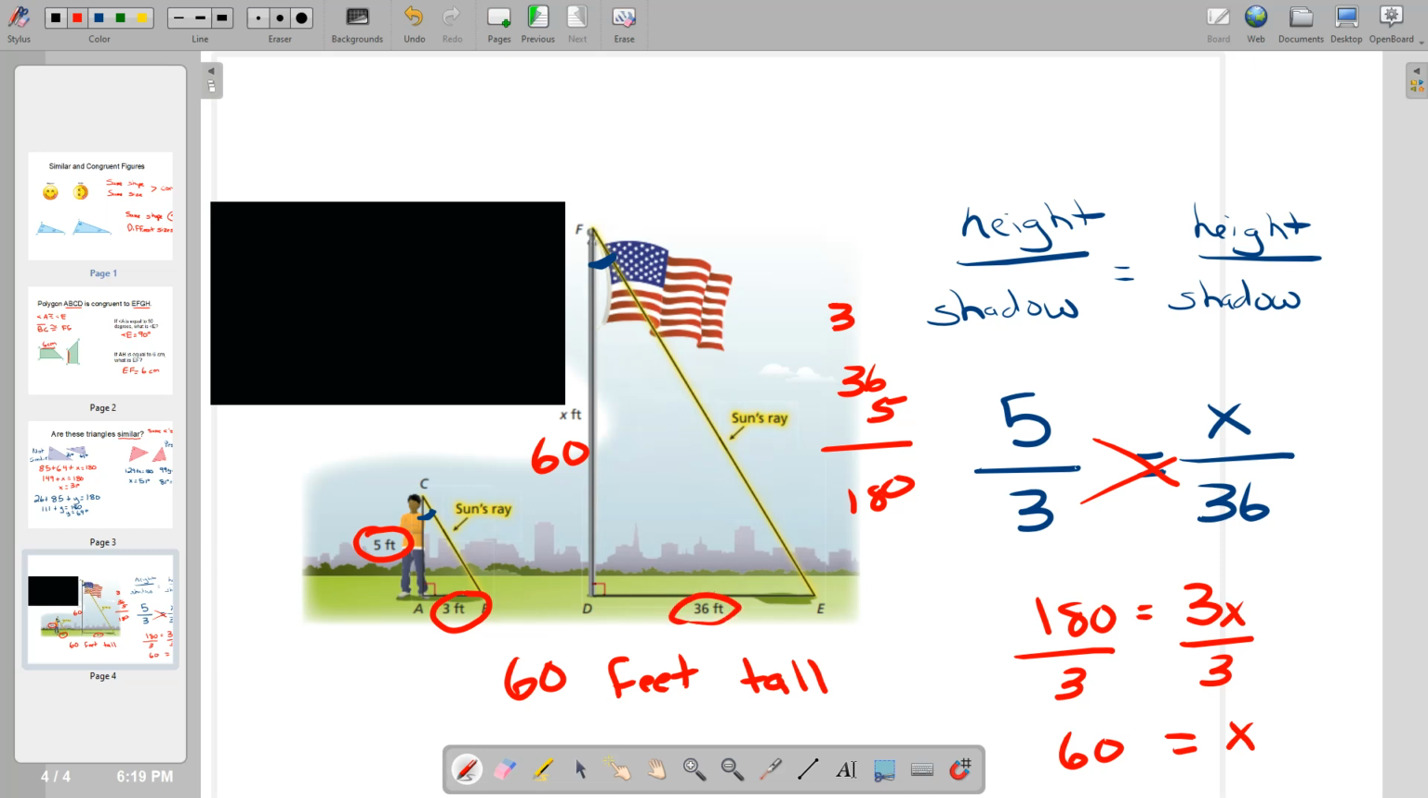So, as we talked about similar and congruent figures, remember that congruent figures are exactly the same. Same angles, same sides, same shape. Similar figures are shapes that have the same shape but different sizes, and their side lengths must be proportional to each other.